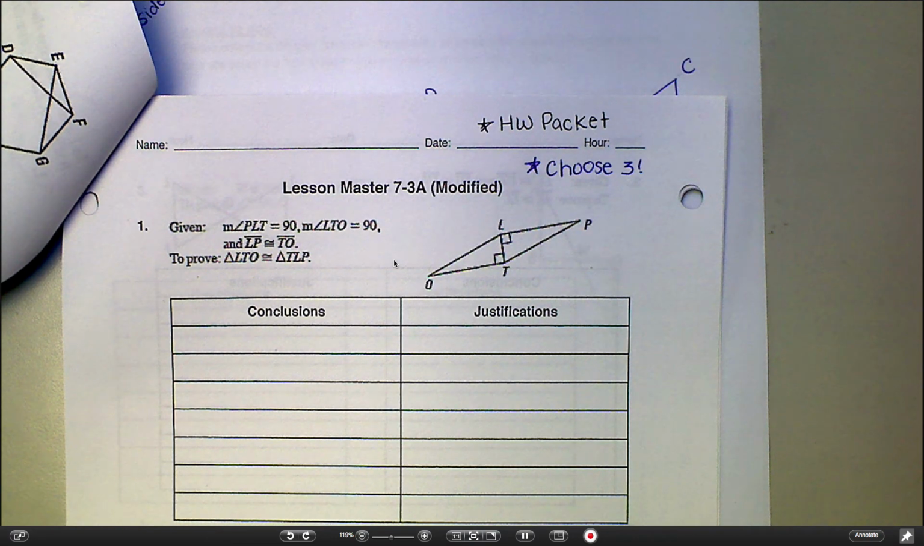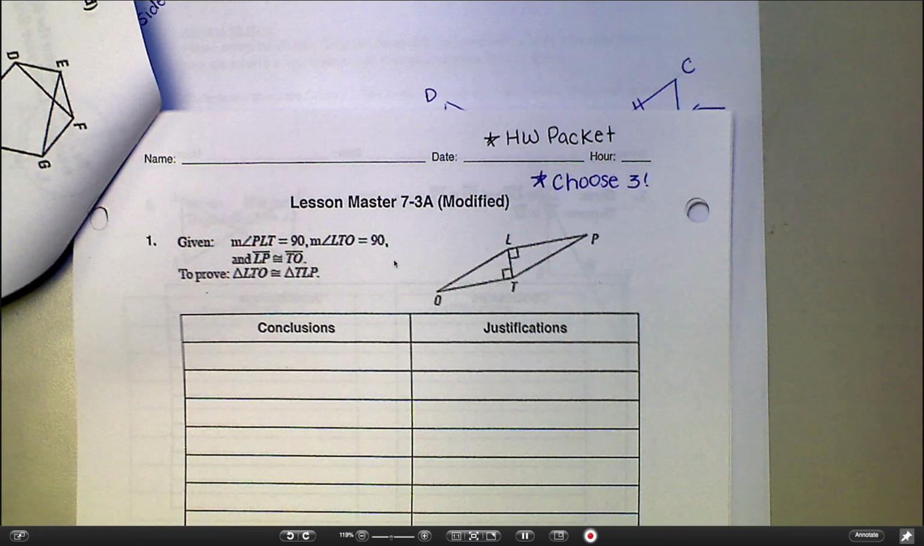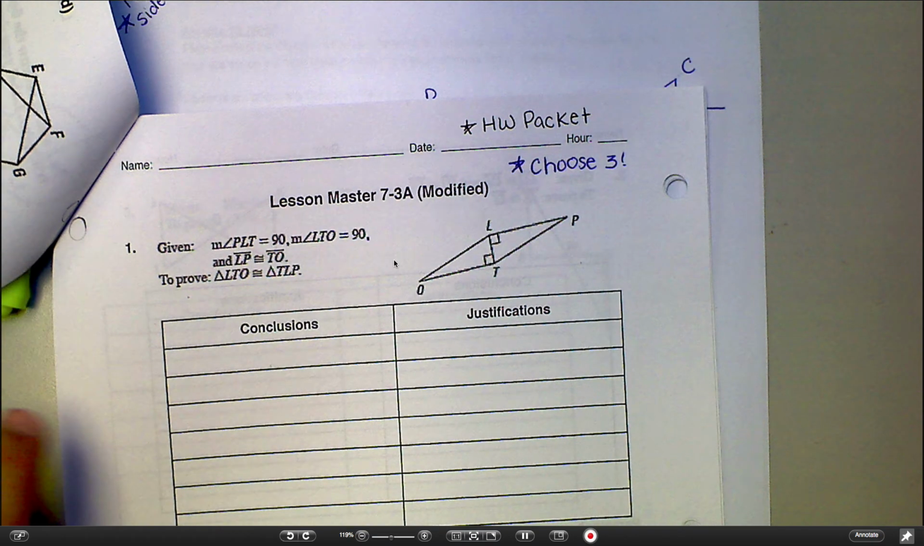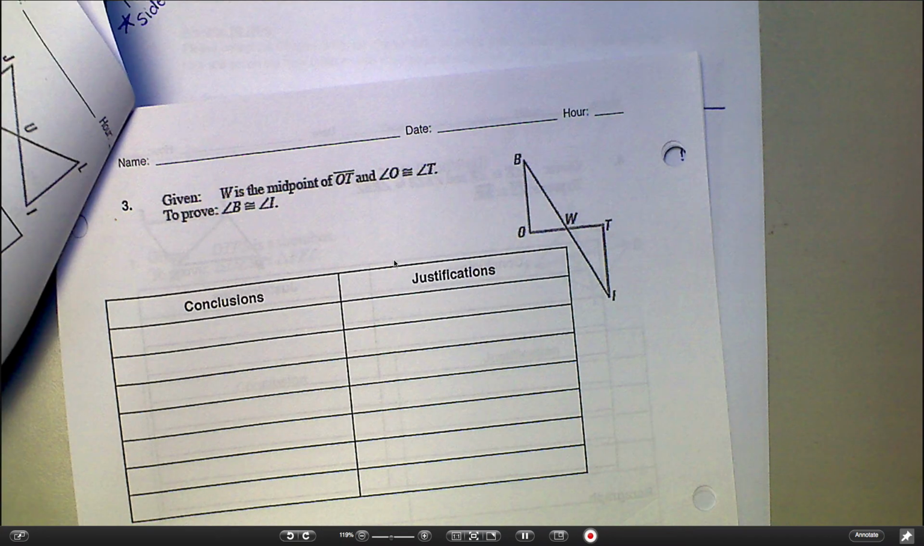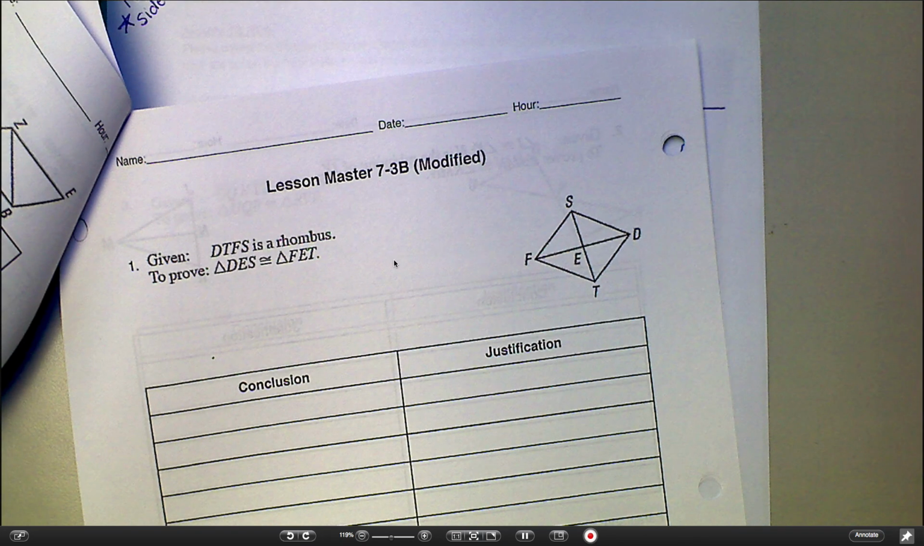So homework for the weekend, after you finish 7-4B, that should be done in class. And then you can start working on 3 of the proofs that are anywhere in these last 10 pages. Okay, you pick which one you feel like doing.